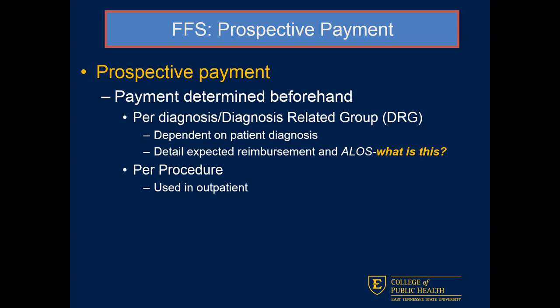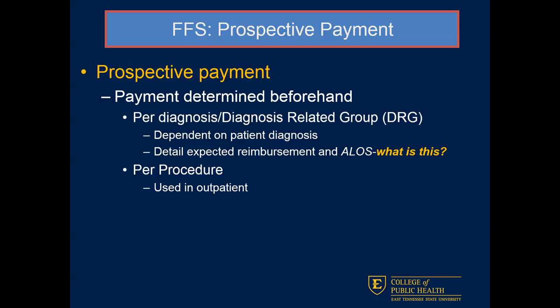Now, when we talk about basing on procedure, this is per procedure, typically more for physicians. So really in this model, a separate payment is going to be made for each procedure that's performed on the patient, and it's more commonly used in your outpatient settings, your ambulatory care clinics. So DRGs you're going to find more in your inpatient setting. Think back to our Mrs. Smith example with her heart disease. And per procedure, you're going to see more in that outpatient ambulatory care setting.